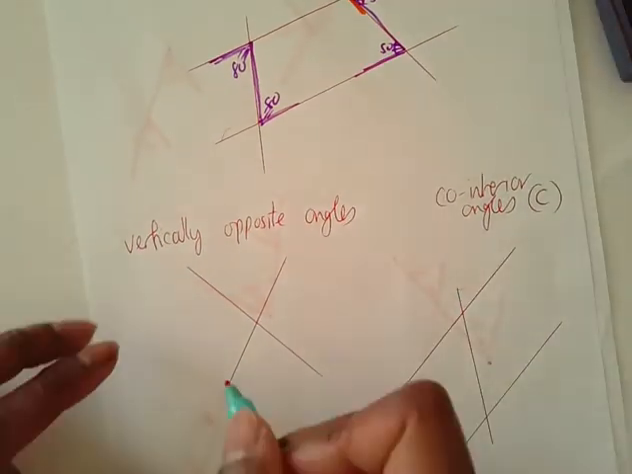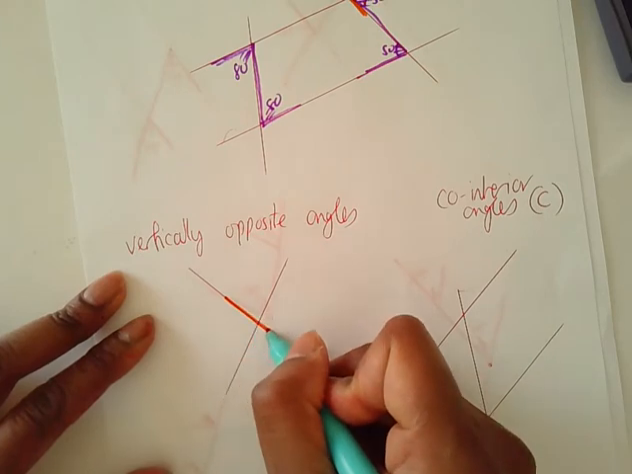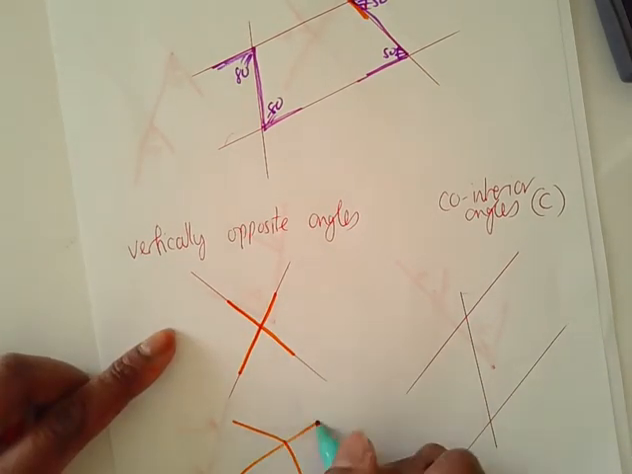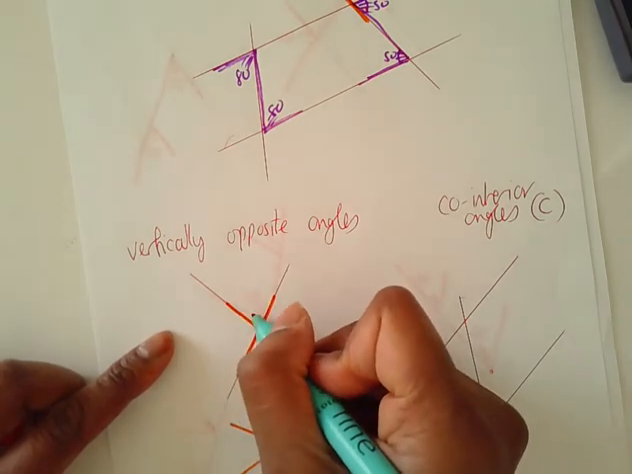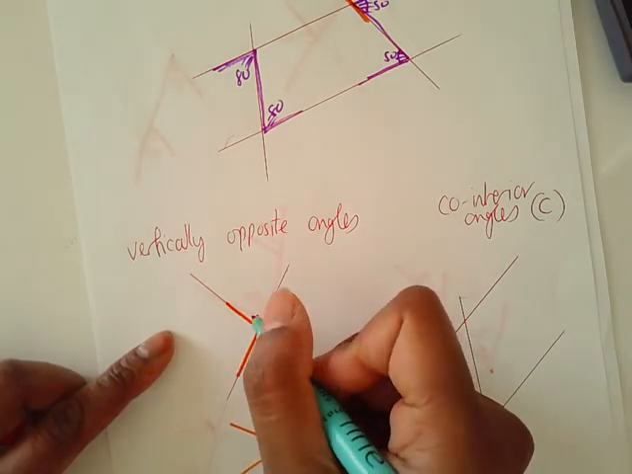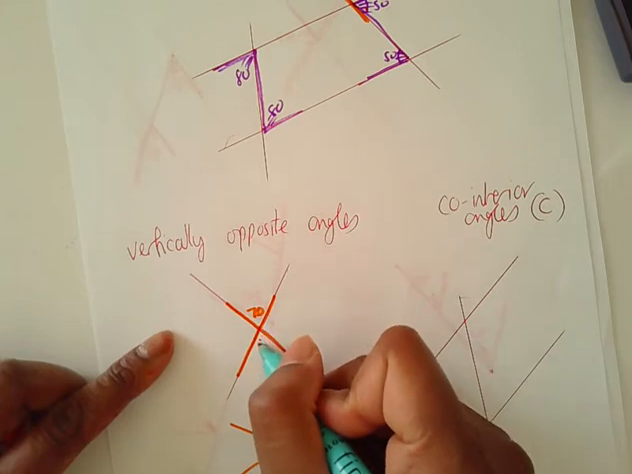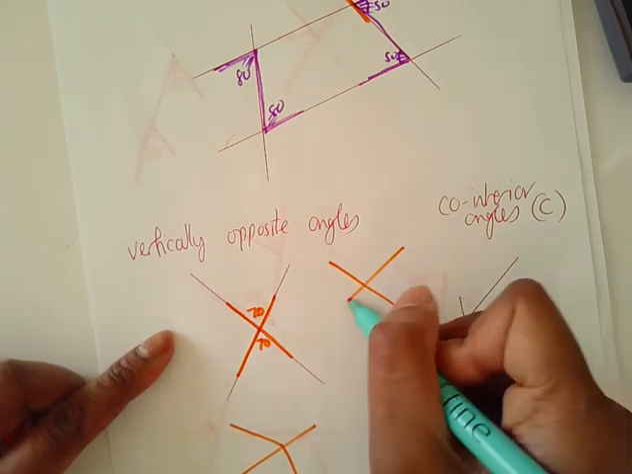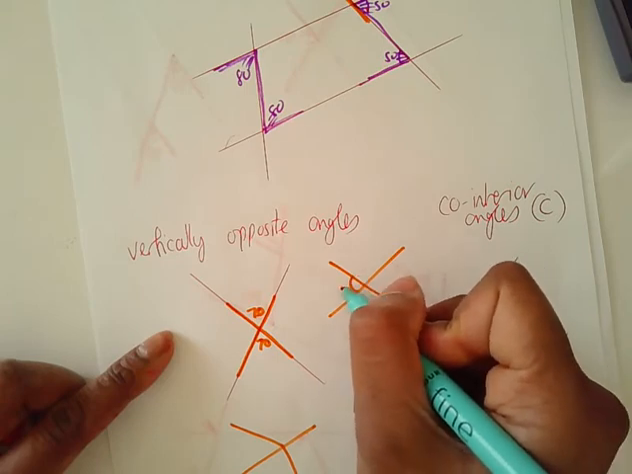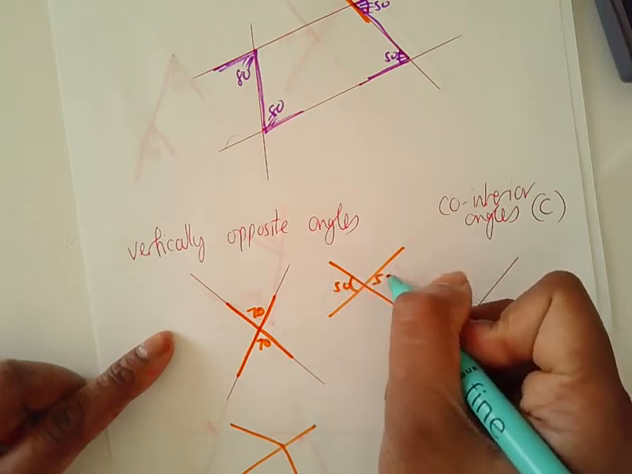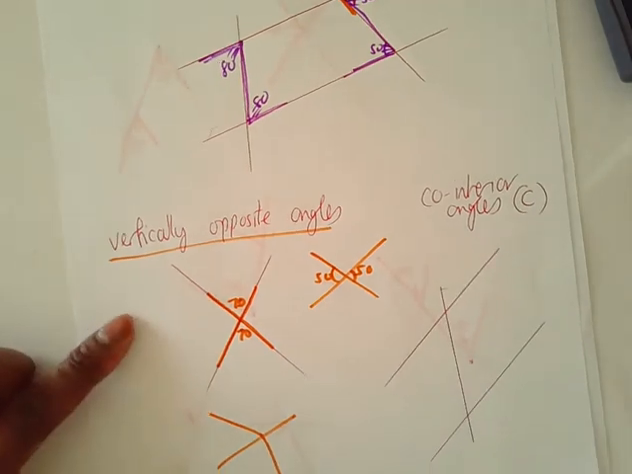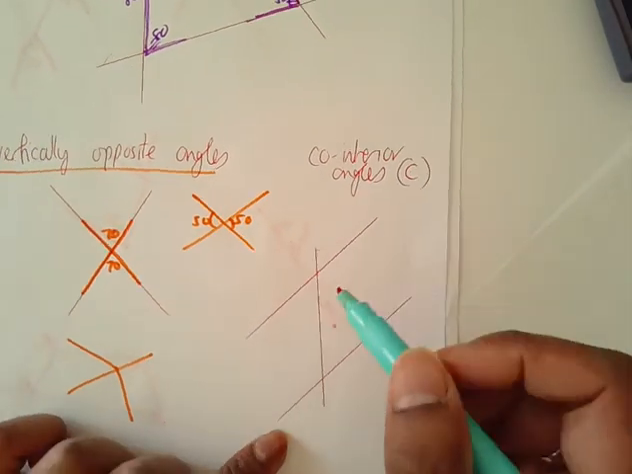Right, vertically opposite angles, cross angles. If two straight lines meet like that, they have to be straight, they cannot be bent like that. The opposite ends are exactly the same. So for example, if that one was 70, that would be 70. If that was 80, that would be 80. So let's say if that one was 50, that would be 50. Vertically opposite angles.